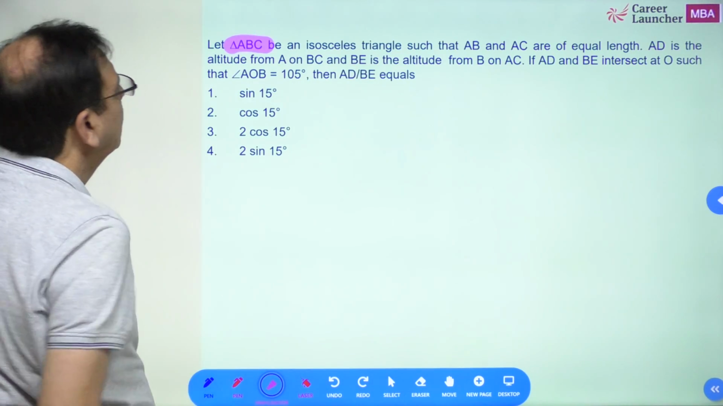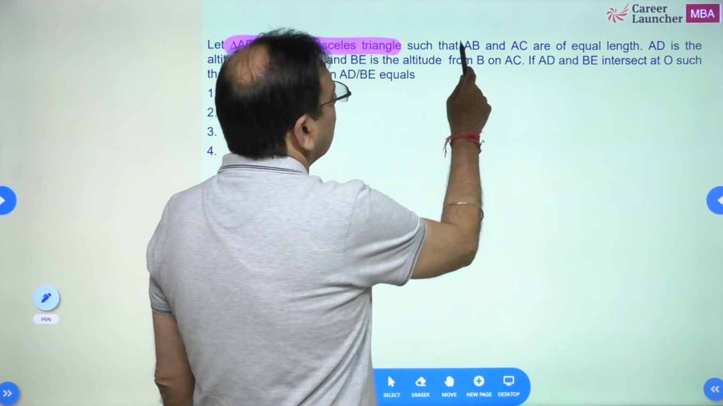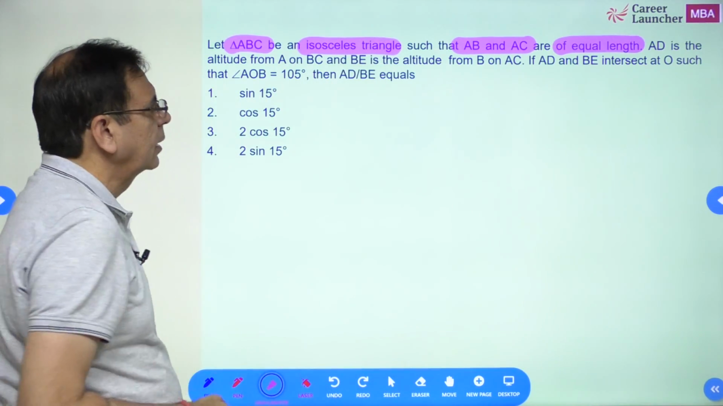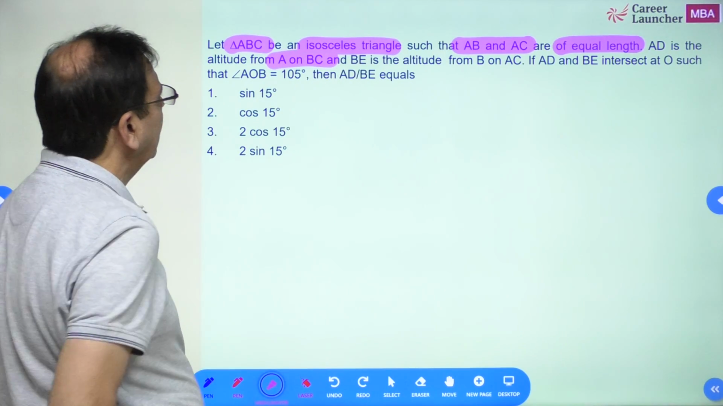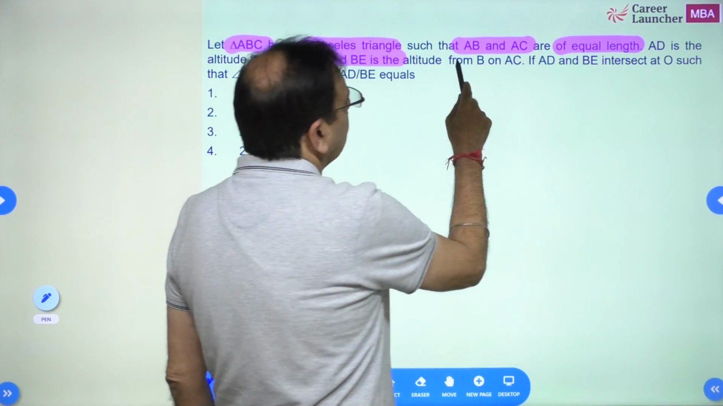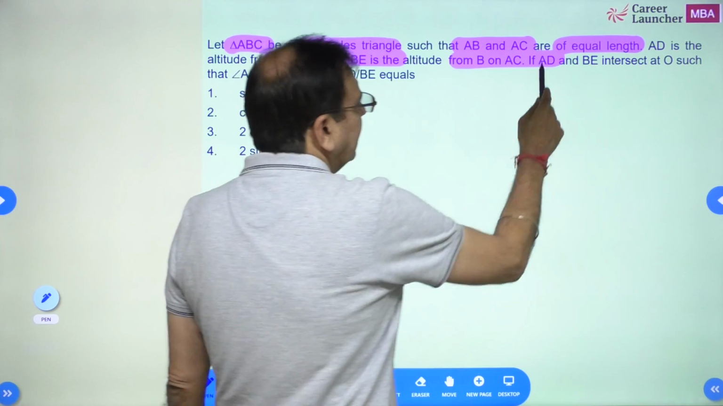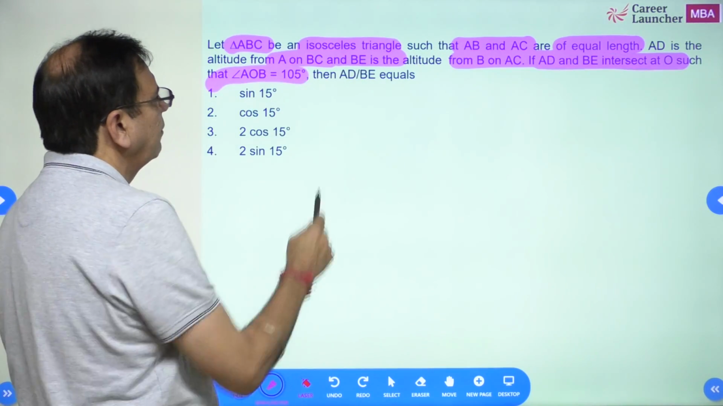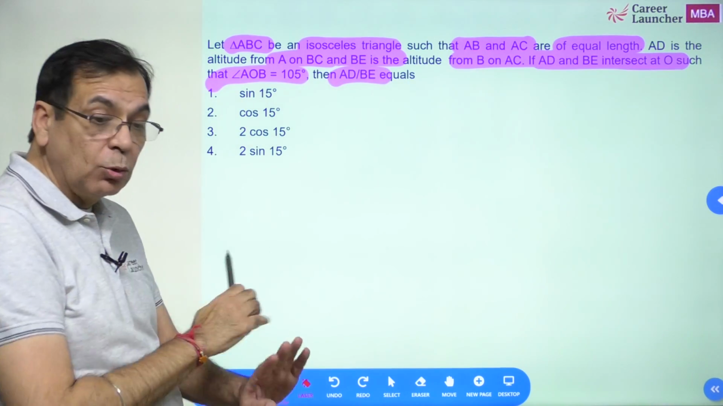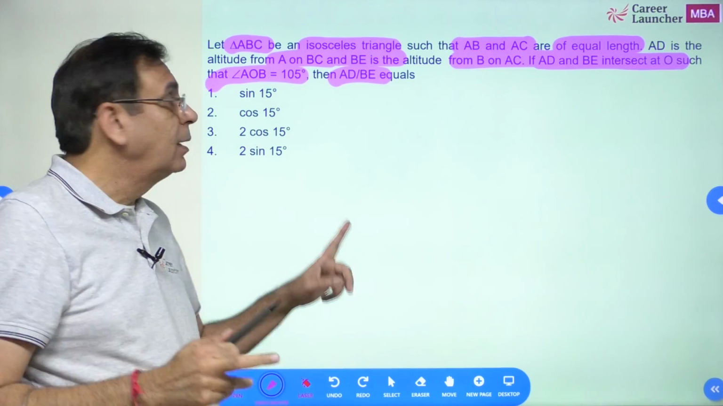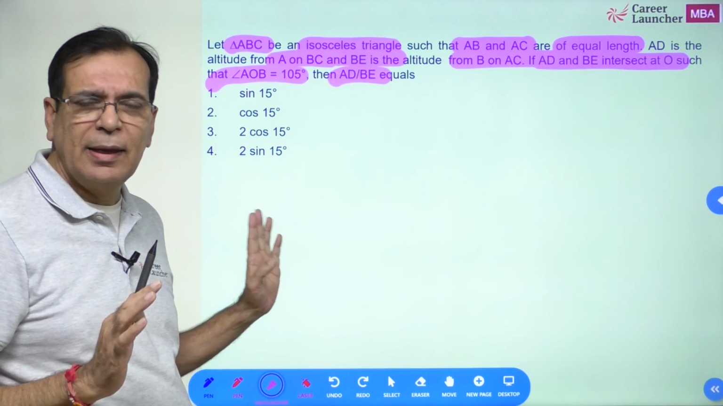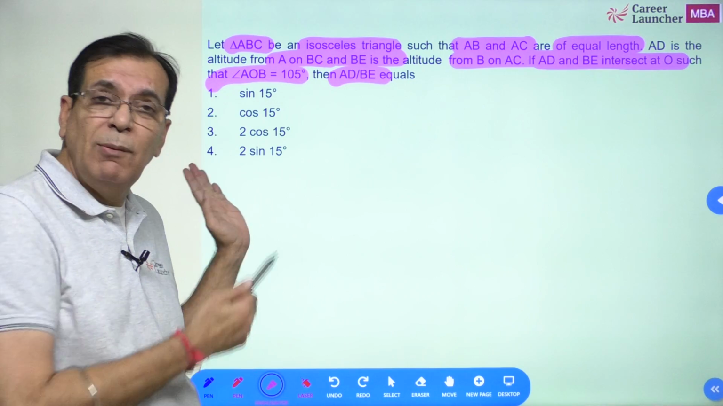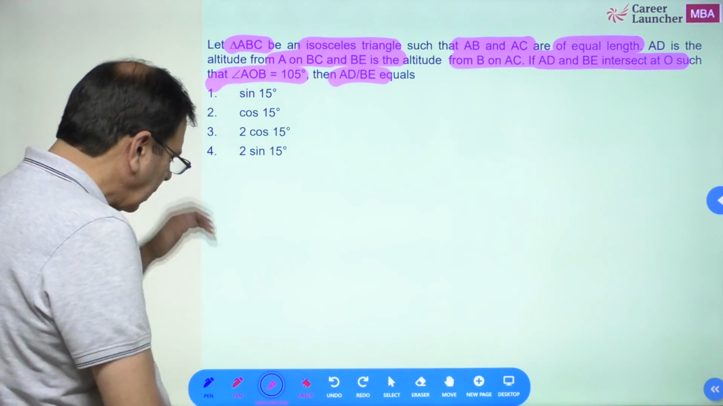Triangle ABC is an isosceles triangle such that AB, AC are of equal length. Okay, isosceles है सब आ रहा. AD is the altitude from A on BC and BE is the altitude from B on AC. If AD and BE intersect at O such that angle AOB is 105 degrees, what is AD by BE equal to? मुझे बिल्कुल नहीं मालूम क्या करना है इसमें, but choices देख के कुछ लगा कि कुछ कर सकते हैं. And secondly, in all questions of geometry like this, I will draw the figure first and then decide. So इसलिए figure बनाते हैं पहले.